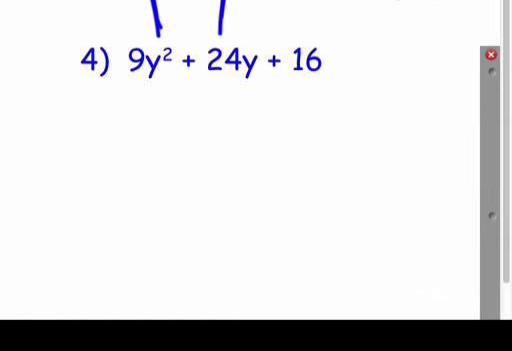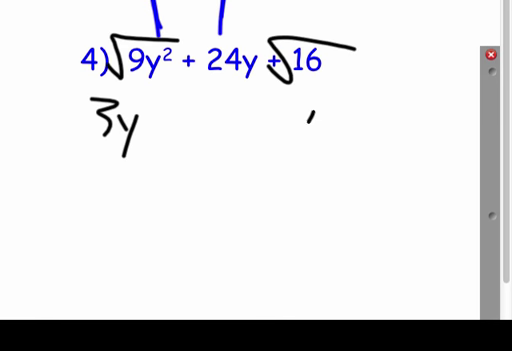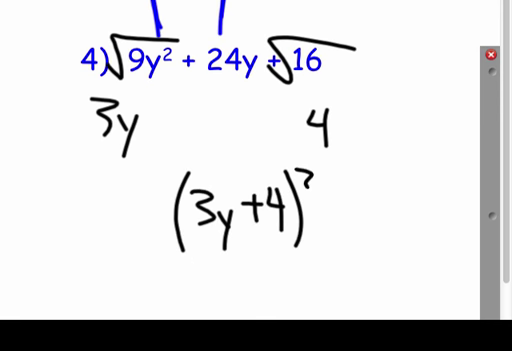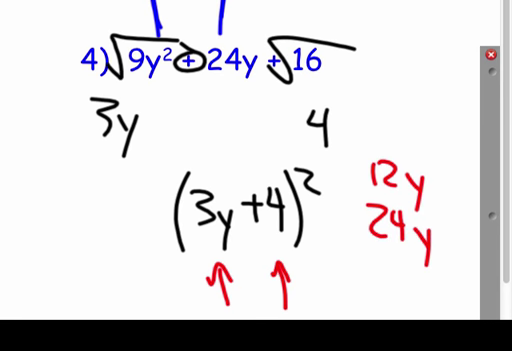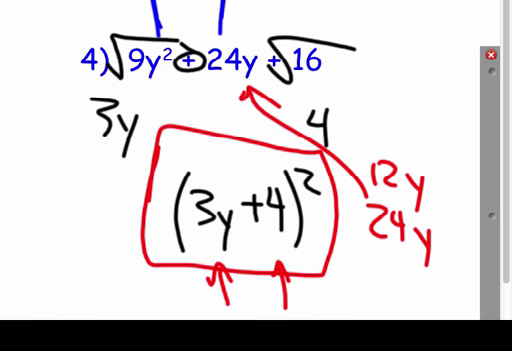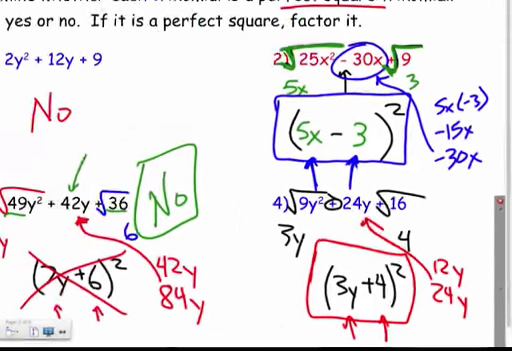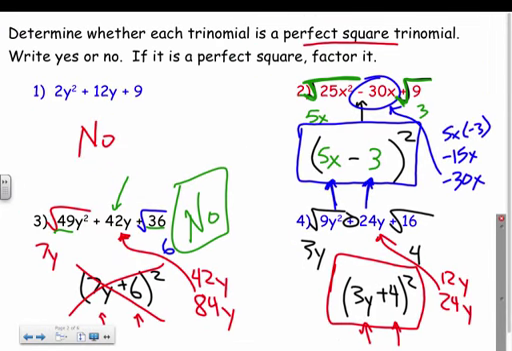And taking a look at the last one, same process. Can I square root this first term? Sure, 3y. Can I square root the last term? Sure, 4. Well, now I got to test. Can I write it as (3y + 4) squared? And I get the plus because of that sign. Well, let's multiply them. 3y times 4 is 12y, and double it for 24y. Does that match up? You bet it does. So there we go. Very good. So (3y + 4) squared. Okay? So just checking to see if it's a perfect square trinomial.